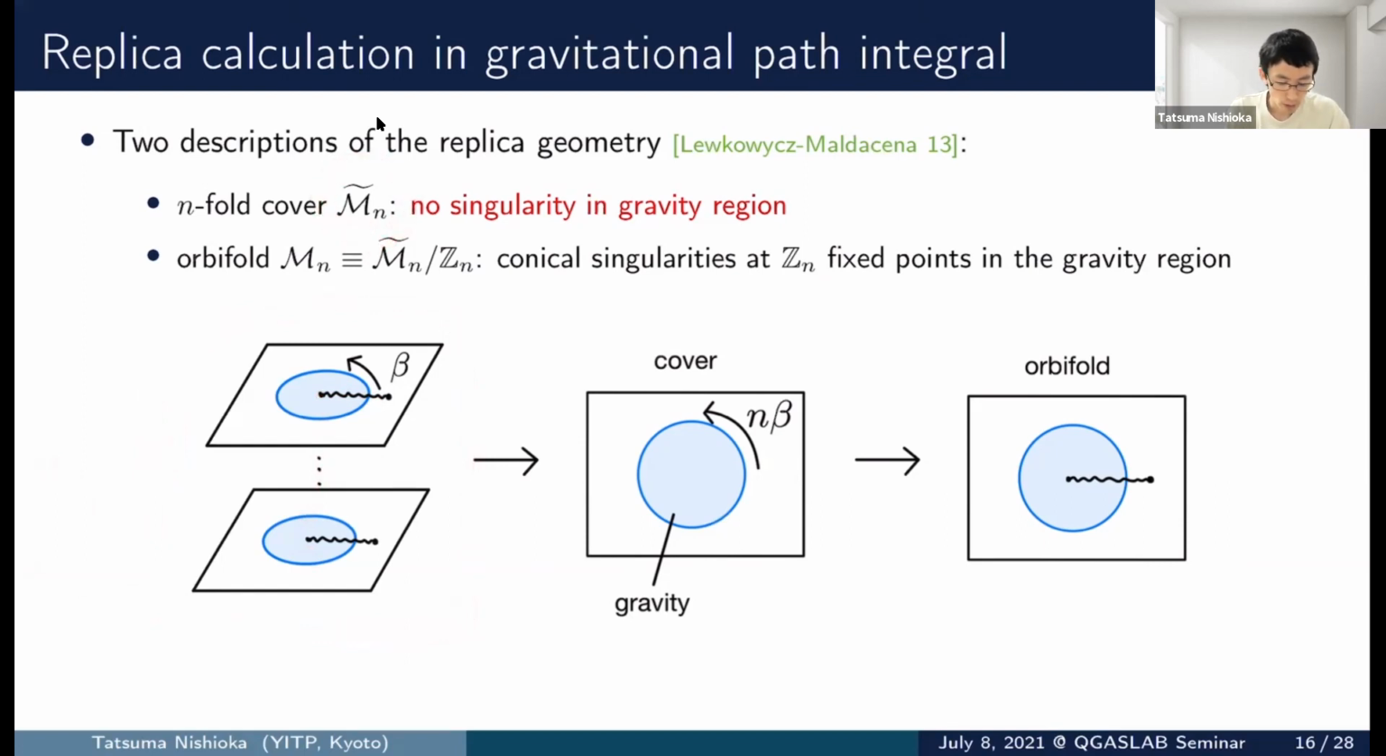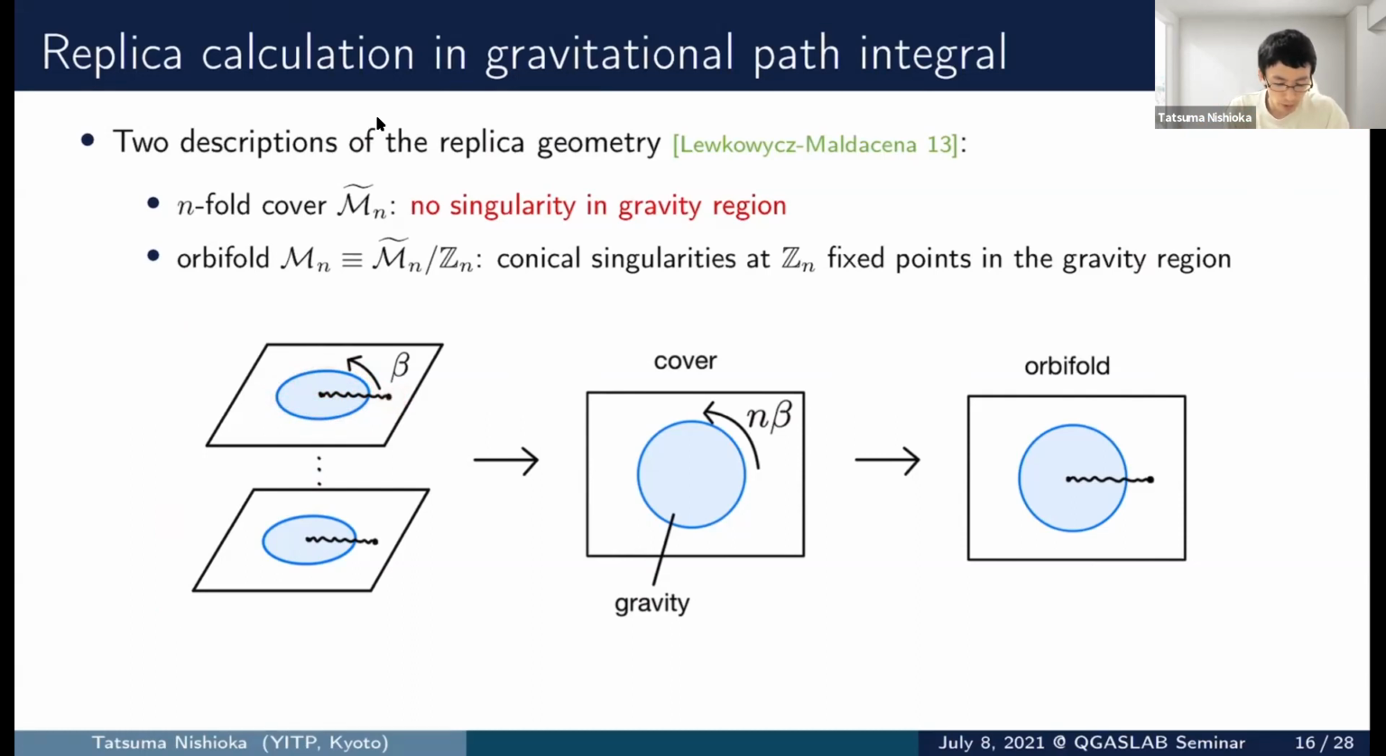But the very important point of their argument is that once you turn on gravity, to glue each copy to the other, you have a branch cut. You glue along these branch cuts to make an n-fold cover, which means that you have some singularity in your space-time. Here, in the blue region, you have gravity. But if you have gravity, then this singularity must be smooth. There must be no singularity in the gravity region, because gravity dynamically chooses the space-time configuration. On the other hand, without gravity, this singularity remains.